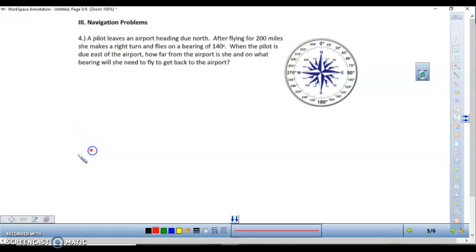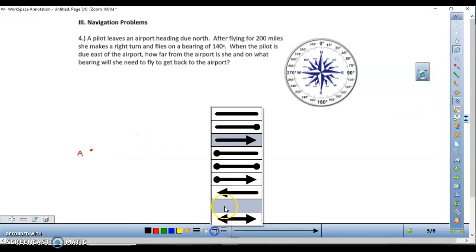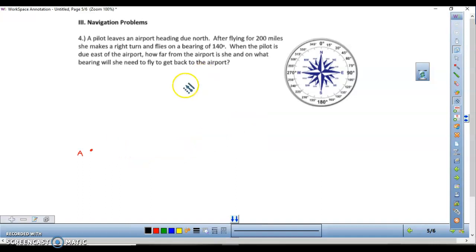So let's just start right here. Here's the airport. And that pilot is traveling, let's use a little segment here so it's straight, due north. Pilot's going north. And I can see north is up based on my compass over here. After flying for 200 miles, she makes a right turn and flies on a bearing of 140 degrees.